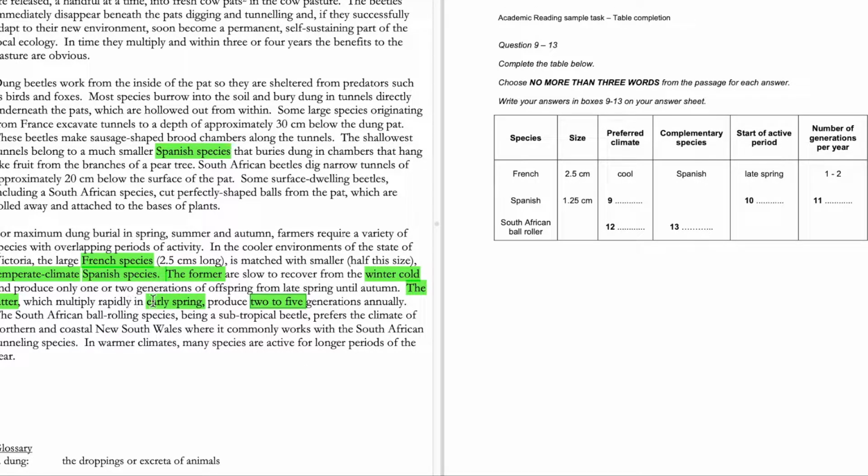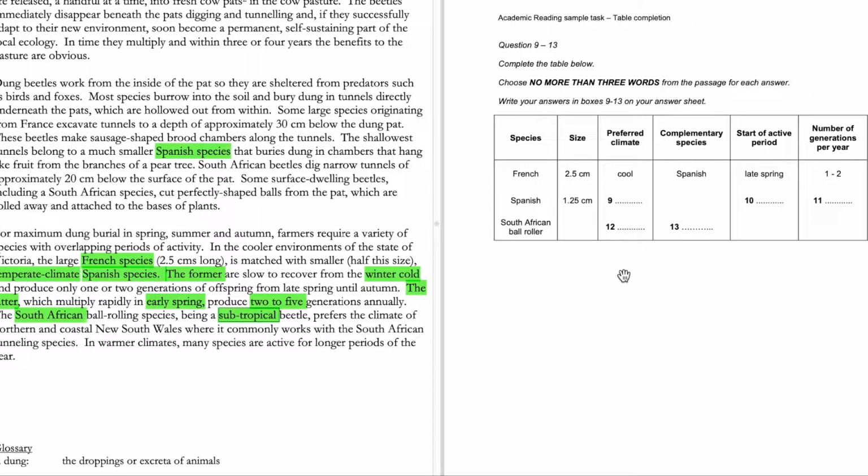So we're done with Spanish species, it's complete here, and further we go with South African bull roller. Here in the first sentence where they are saying about South African bull roller species, they prefer subtropical climate. They're saying subtropical beetle prefers the climate of northern and coastal New South Wales, where it commonly works with the South African tunneling species.